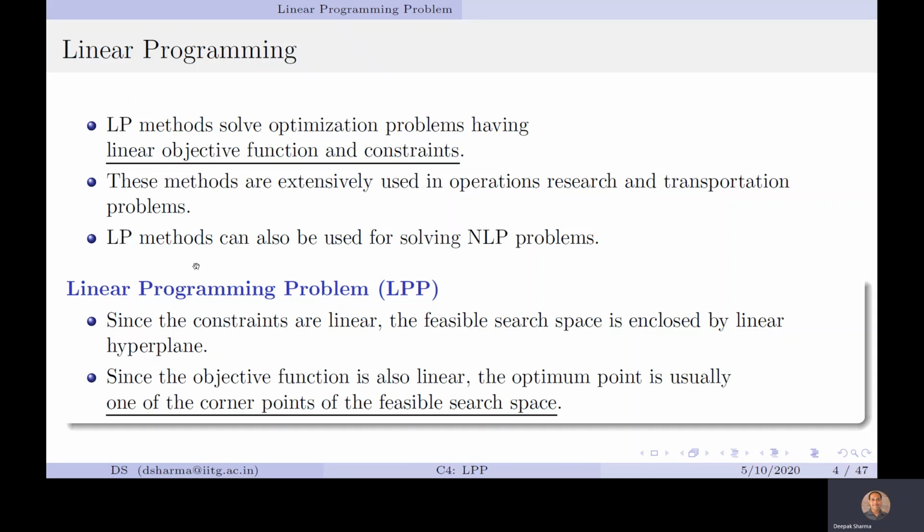Now, since for this linear hyperplane feasible search space our objective function is linear, the optimum solution is usually one of the corner points, as you can see at the bottom of the feasible search space. Except for some special cases, the optimum solution will be one of the corner points of the feasible search space.